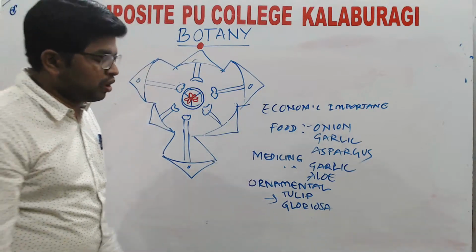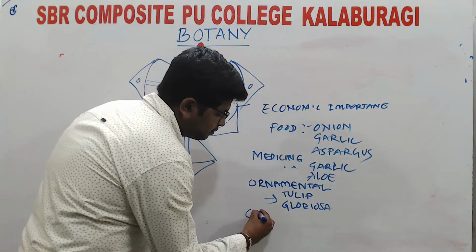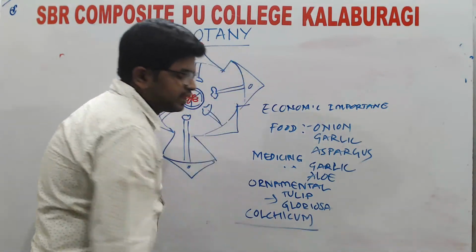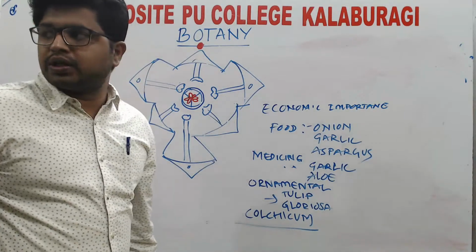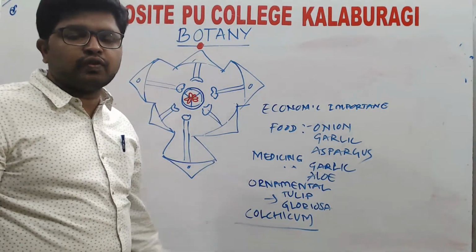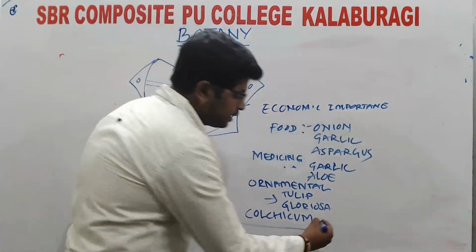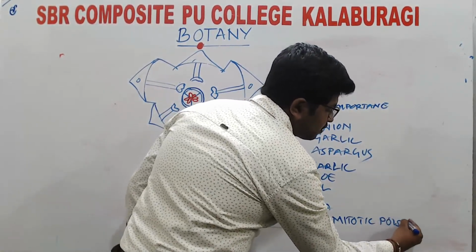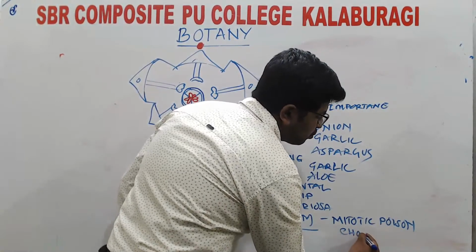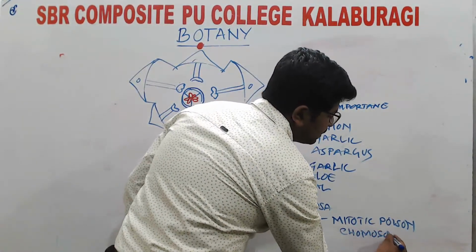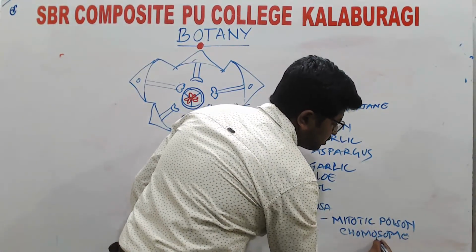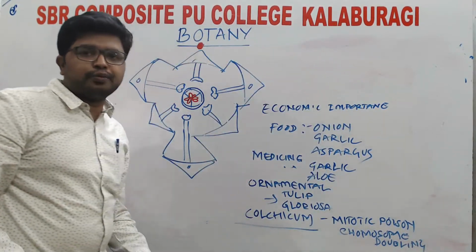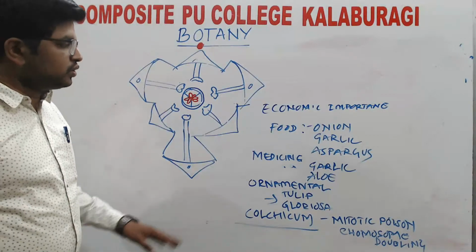Then other uses: you have colchicum. Colchicine is a mitotic poison, generally used for chromosome doubling, to get polyploidy.